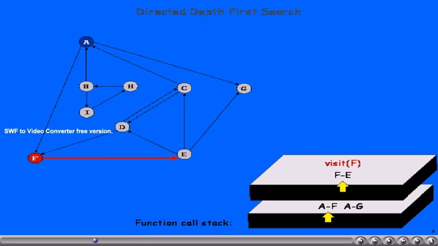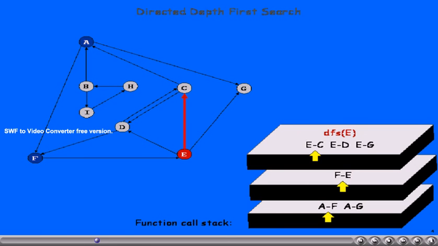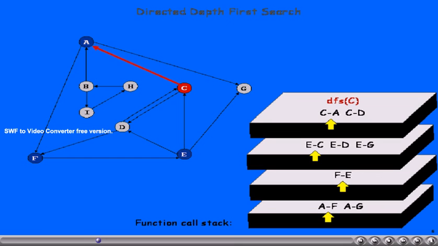Now we have an edge from F to E, which means that we are supposed to make a recursive call of the DFS function on E now. When the function DFS is called on E, the function call stack will be as shown in the slide. E has edges EC, ED, EG. So on all those vertices C, D, G, the DFS function is supposed to be called. When the DFS function is called on C as an argument, its edges are CA and CD. So A and D are the adjacent nodes for C. However, A is already in visited state, so no action takes place on A.